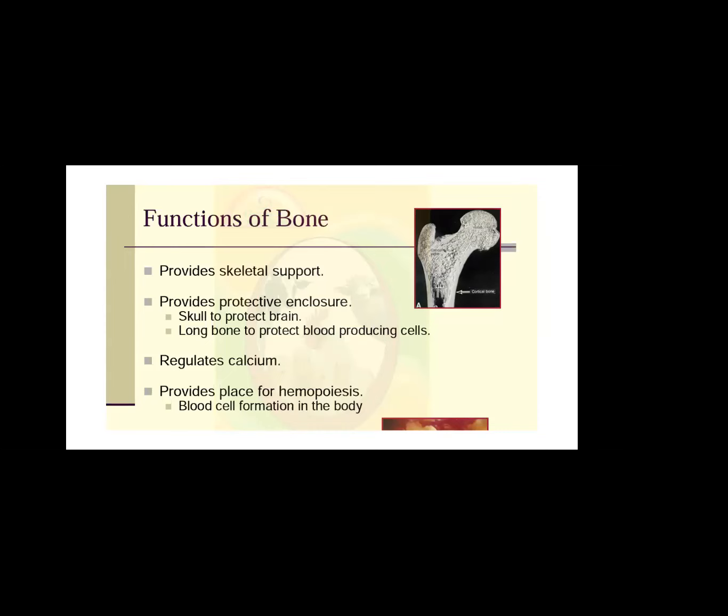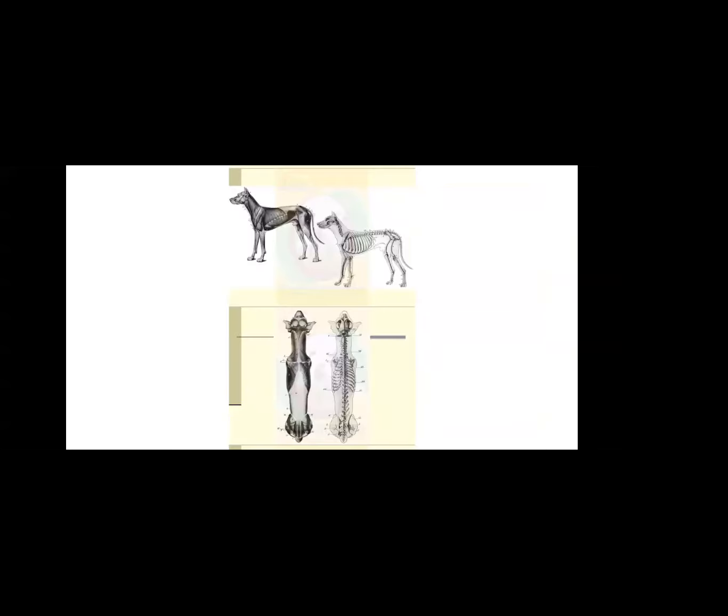It regulates calcium, and it also provides a place for hemopoiesis. Hemopoiesis is simply the formation of more red blood cells and so forth. So this is blood cell formation in the body, and it usually happens in the bones as well. So these are some of the functions of bones.